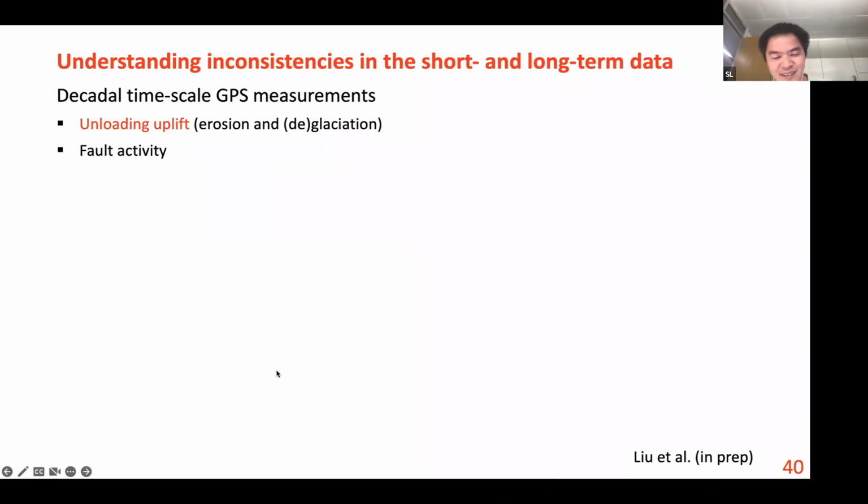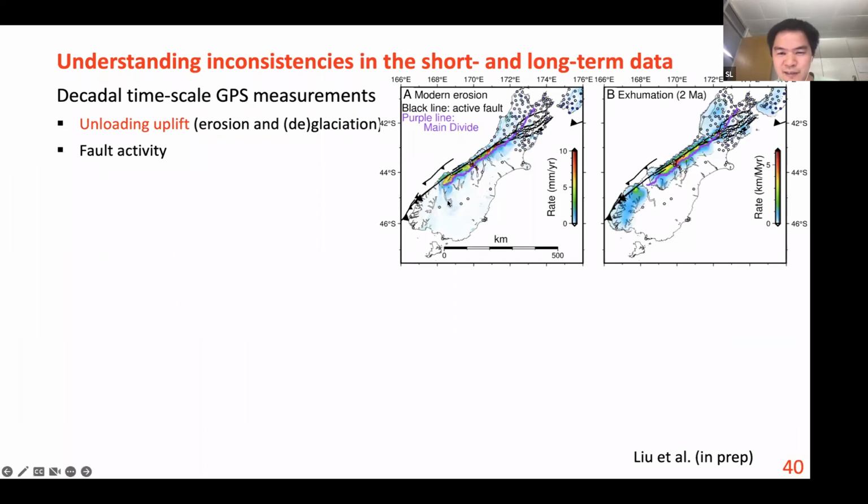So let's focus on the short-term GPS, which is sensitive to the perturbation from surface processes. And in this region, the erosion rate is very intense, up to 10 millimeters per year to the northwest of the main divide. And the erosion rate here is almost the fastest on our Earth.